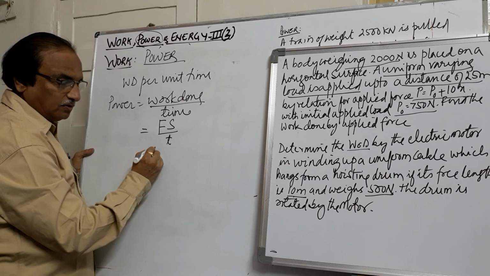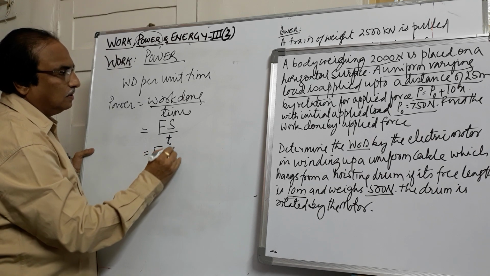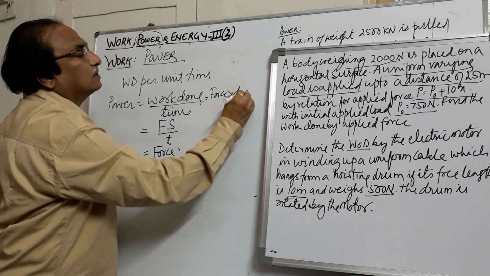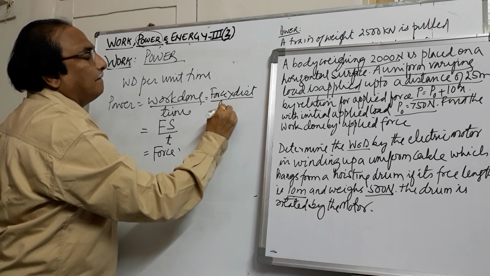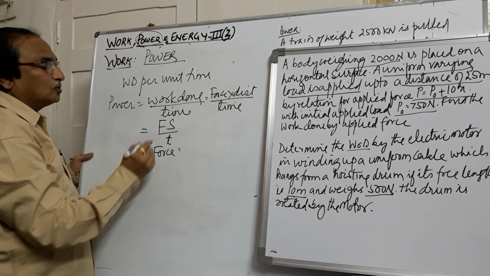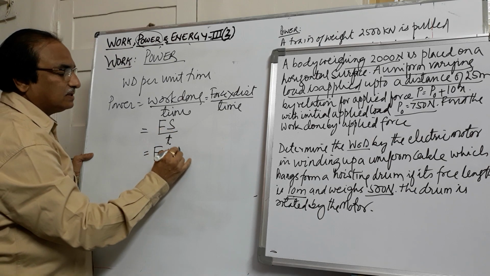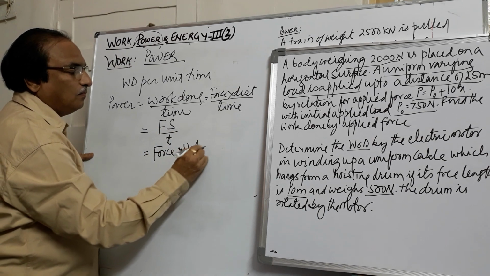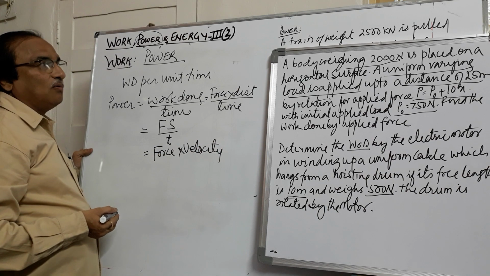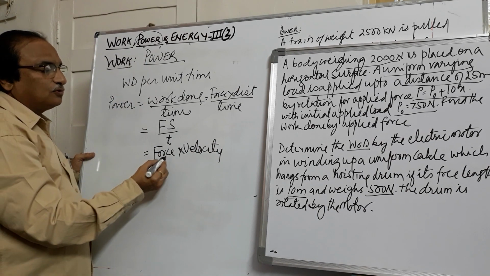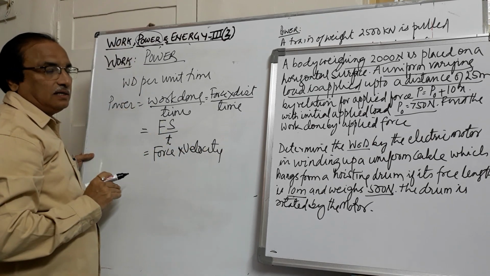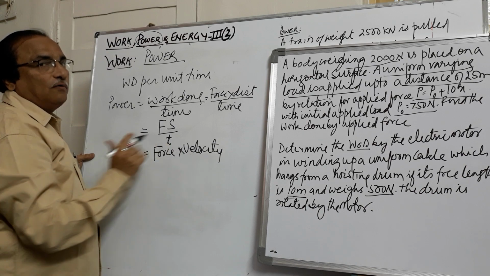So this will be equal to force into distance divided by time. So this will be equal to F into S by T. So here force, distance by time is velocity. So what is power here? Power is the product of force into velocity. Work is product of force into displacement. Here it is product of force into velocity.